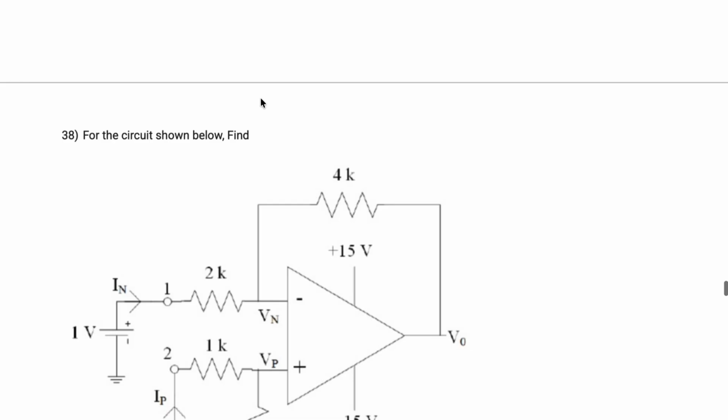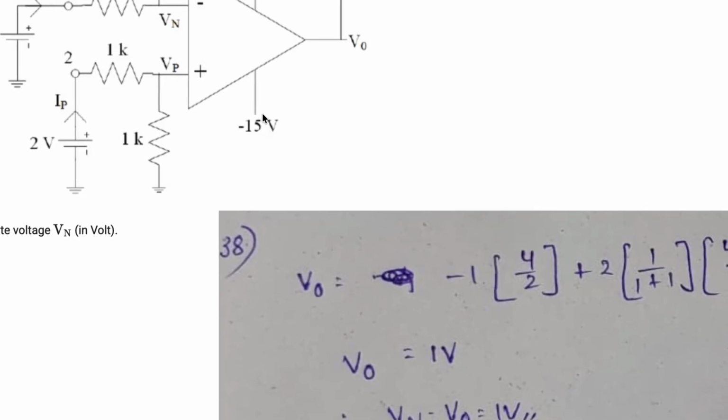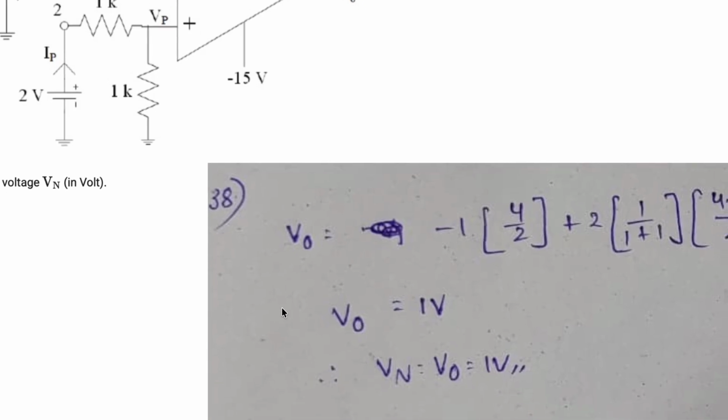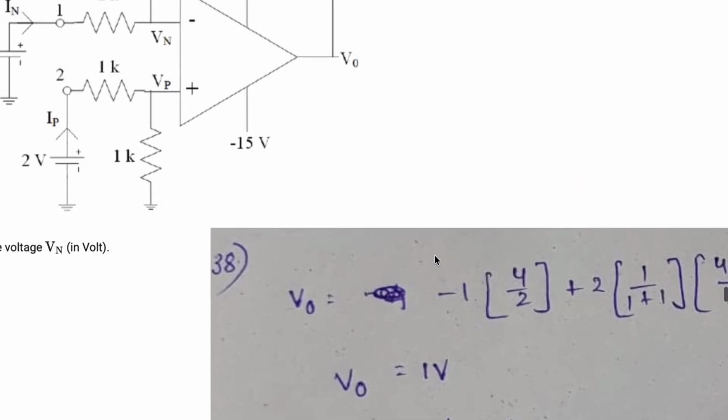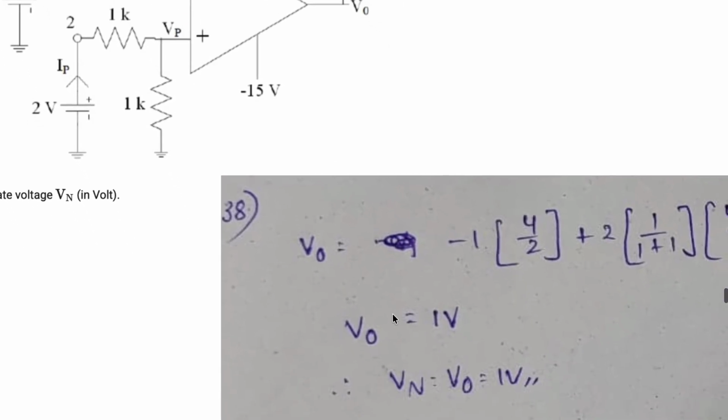Moving on to the next question, he is asking for voltage V1. It is simply the voltage V0. V1 is equal to V0 as per the op-amp. In the previous lecture, we gave the formula for calculating the output voltage when the bridge is not balanced, because 4 by 10 is not equal to 1 by 1. By using that formula, we get V0 as 1 volt. So Vn is equal to V0, that is 1 volt.